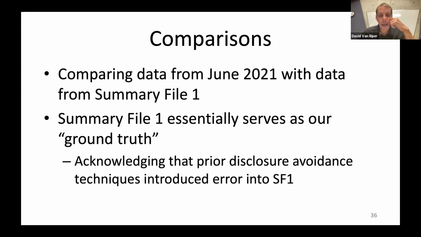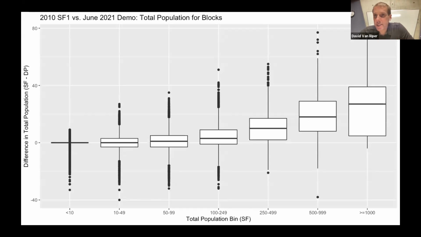And we're going to be subtracting the June counts from the summary file 1 counts to see what's different. This is just a quick box plot looking at the raw differences between the differentially private counts and the summary file 1 counts for census blocks in Minnesota. I've binned the census blocks by their 2010 total population count. So we have blocks that are less than 10 people, blocks that are from 10 to 49 people, all the way up to blocks that are greater than 1,000 people.